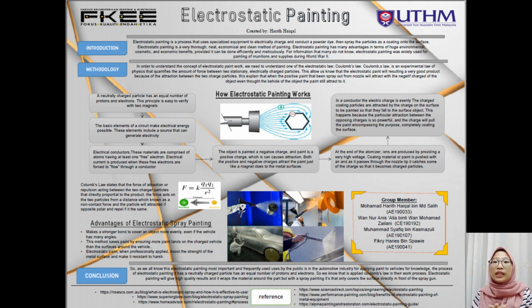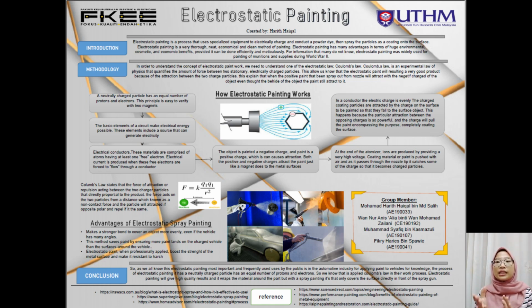A neutrally charged particle has an equal number of protons, positive charge, and electrons, negative charge. A negatively charged particle has more electrons than protons, while a positively charged particle has more protons than electrons. Thus, like charges will repel and unlike charges will attract.